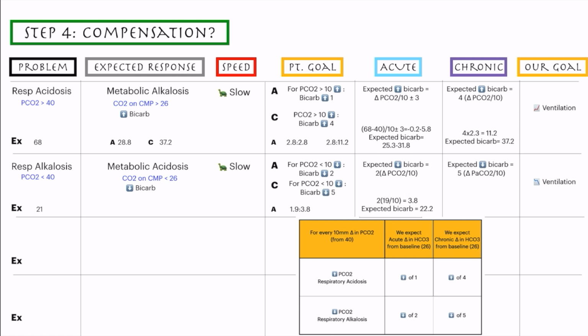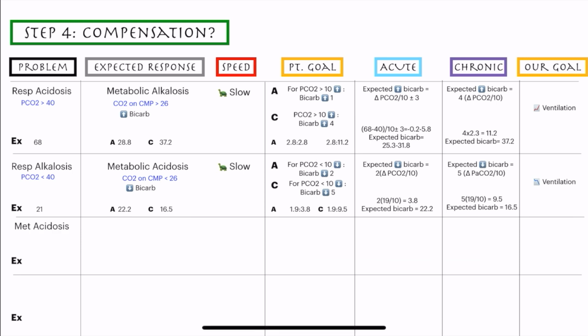So 26 minus 3.8 equals an expected bicarb of 22.2. For the chronic component, we'll see the same thing, but by a factor of 5 instead of 2, which gives us a number of 9.5. So 26 minus 9.5, 16.5.